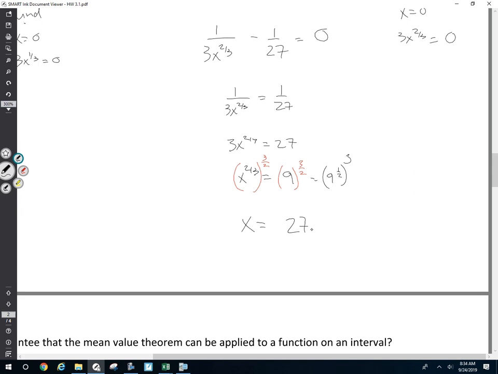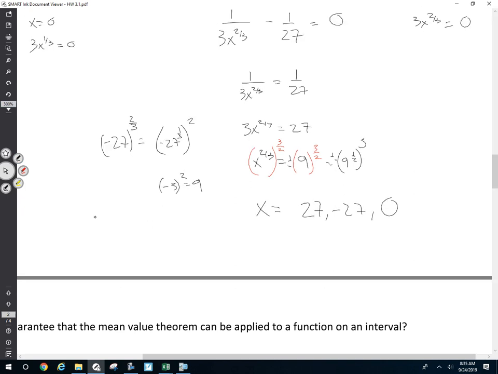Can I have 27 and negative 27? Let's think about it. Negative 27 to the 2/3: is that going to give me positive 9? That's the same as negative 27 cube rooted, squared. Well, I can take the cube root of a negative number. That's going to be negative 3, and I can take negative 3 and square it. That's going to be positive 9. So yes, I need a plus or minus here, which means I get 27, negative 27, and 0 as critical points.